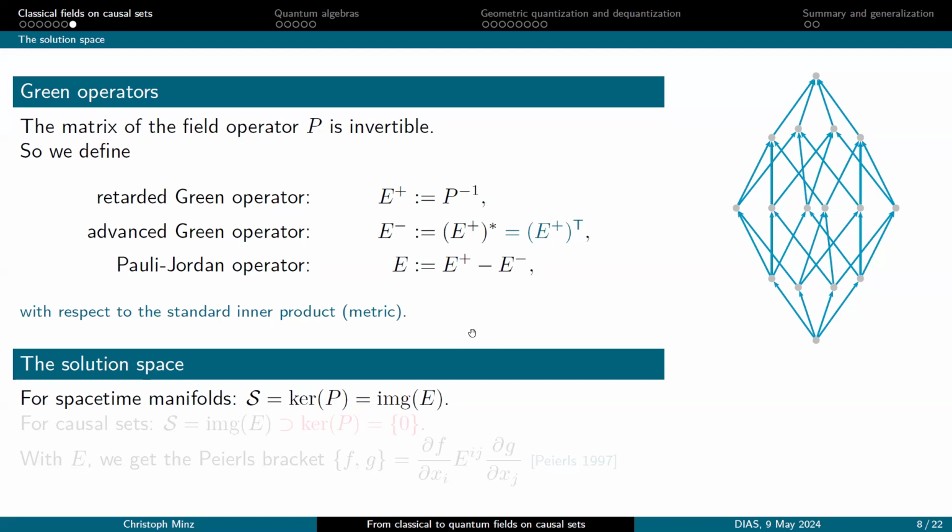Because we have constructed our retarded Green's operator for causal sets with the inverse of P, that doesn't actually hold anymore for causal sets. So the image of E is not the same as the kernel of P. But we can instead just use the idea of the space-time and set our solution space to the image of E. And that then actually works. Which is maybe just some side detail.